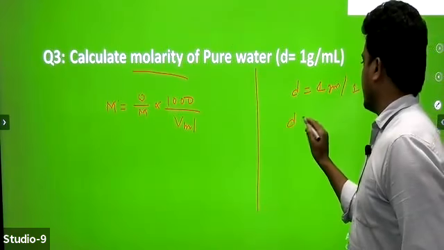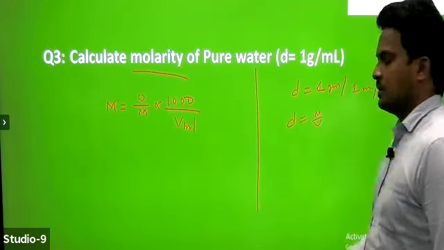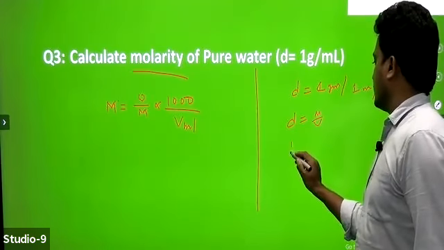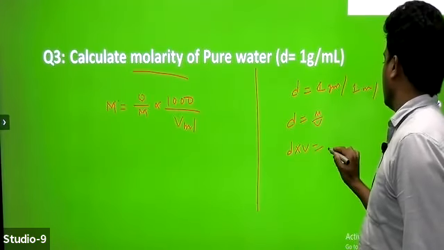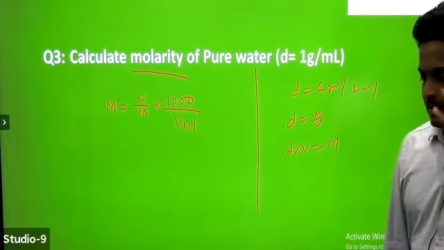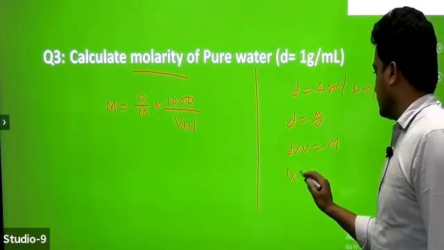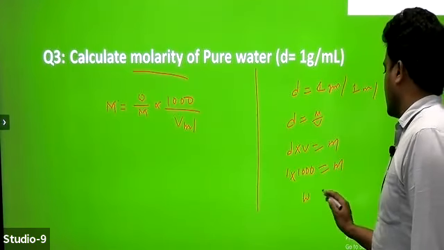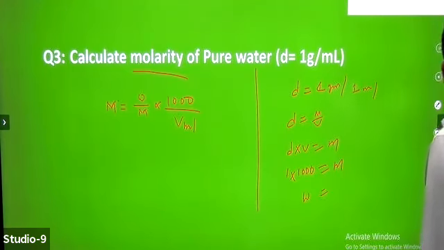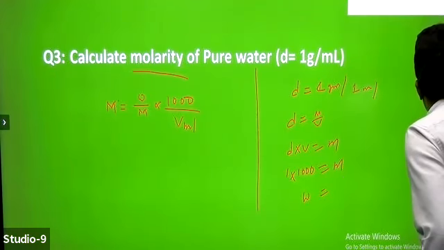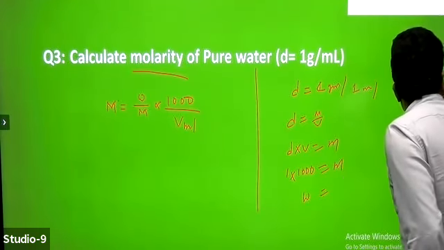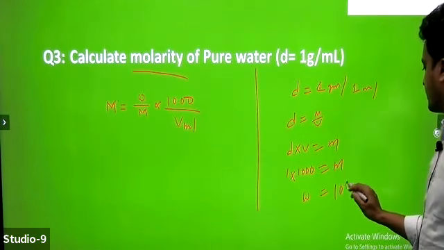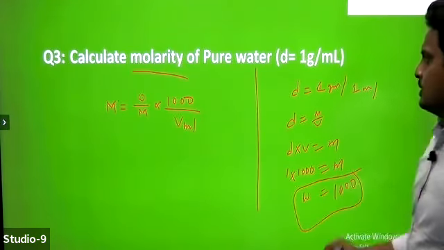What is the formula of density? Equal to mass by volume, right? Now mass of 1 liter of solution. So density into V equals mass, weight. Density is 1, volume 1 liter. So weight or mass is equal to 1000 grams. Substitute here.